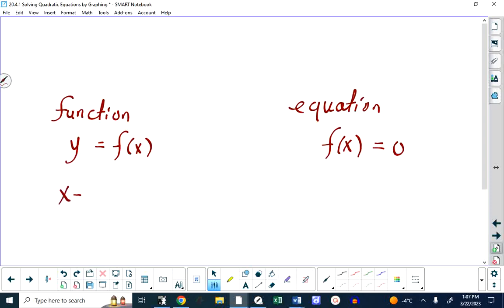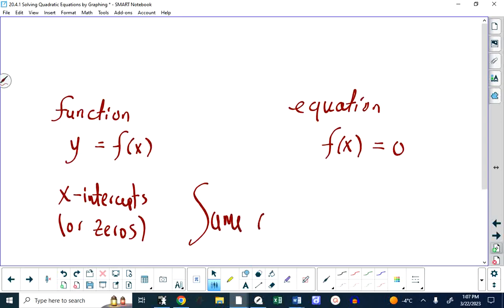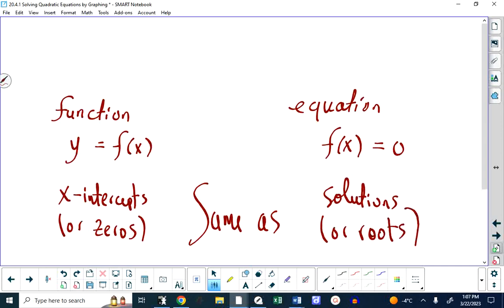That the x-intercepts, or zeros, are the same as the solutions or roots. We got an x-intercept of -2. That happens to be a solution to the corresponding equation. We got an x-intercept of 3. That happens to be a solution to the corresponding equation.